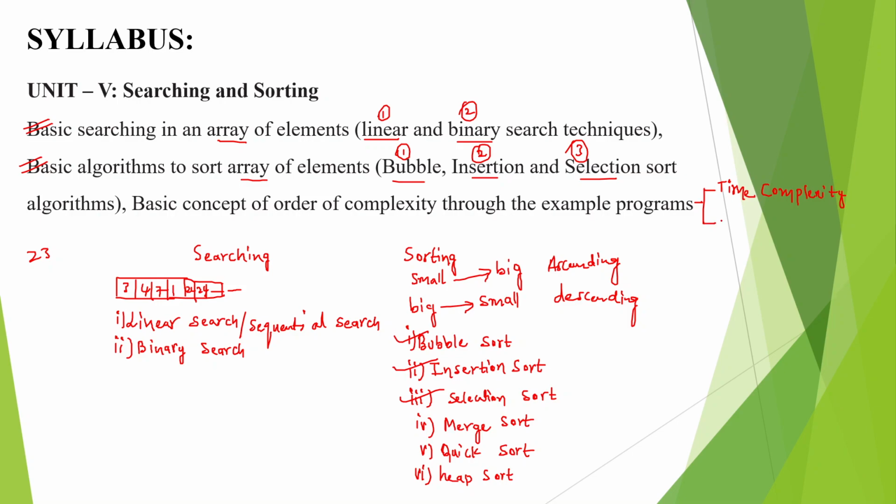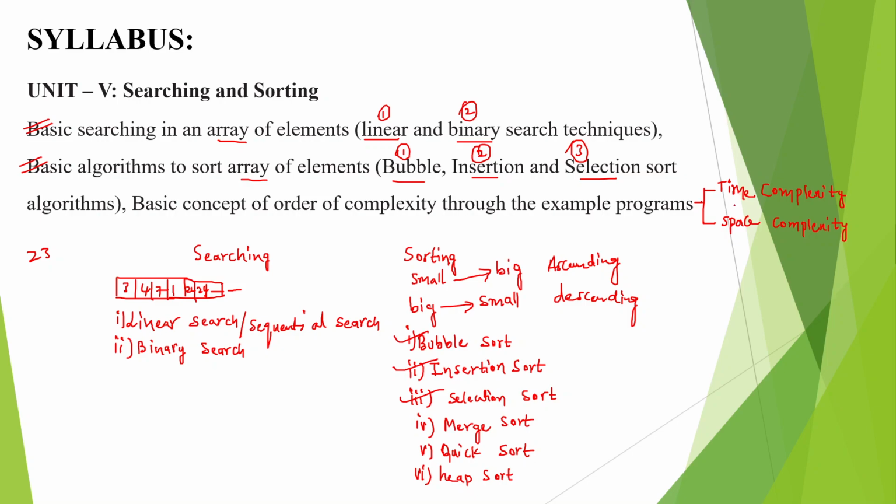And there is another parameter which we need to consider whenever we are going for order of complexity, that is space complexity. Space complexity is nothing but how much space your algorithm is consuming when you are performing the steps. Time complexity is the amount of time the algorithm is consuming when performing the steps, and space complexity is the amount of space the algorithm is consuming when performing the steps.